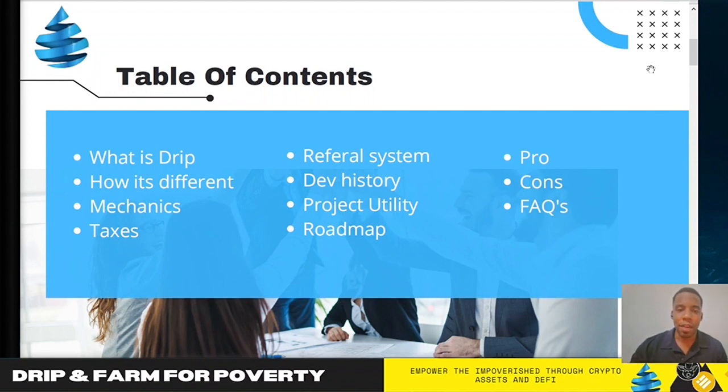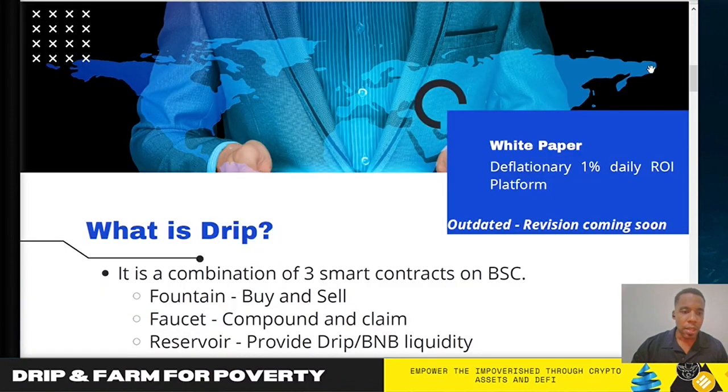There's a lot to cover, so by no means is this an all-intensive deep dive into the platform, but it is meant to instead spark your curiosity so that you can do some more digging on your own and decide if this is a financial vehicle worthy of your capital. So let's get started. So what is Drip?